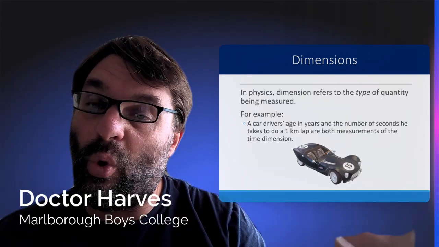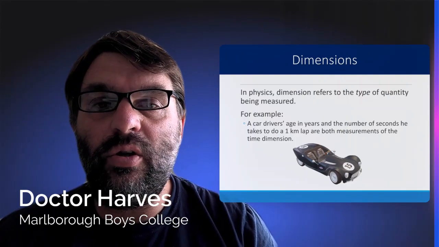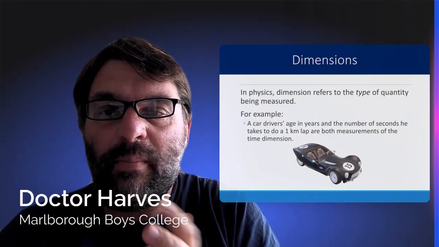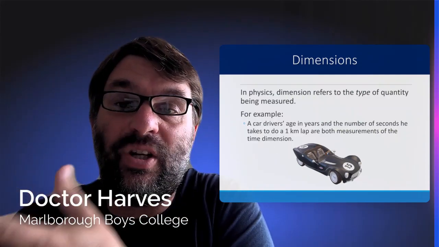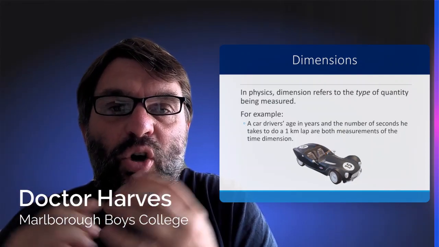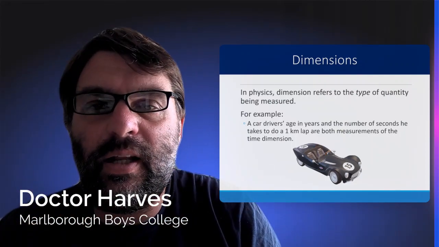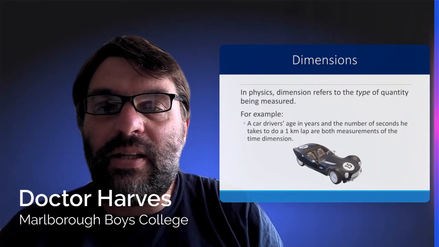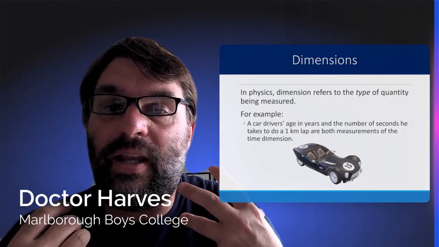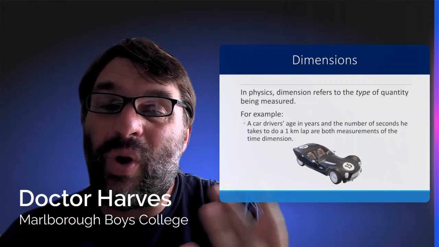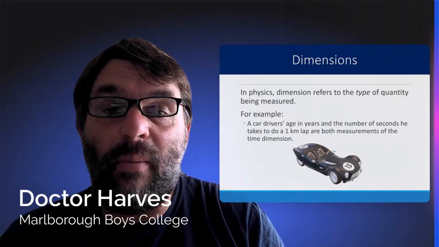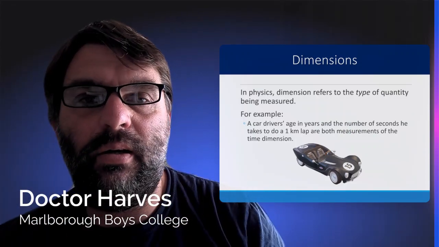So for example, force is measured in newtons, but the type of quantity is force. Time is measured in seconds, but the dimension is time. And mass would be a dimension, which of course is measured in kilograms. As an example, here we have the car driver's age. Is it recorded in years? But the time to do a 1 kilometer lap would be recorded in seconds, but the dimension would be the time dimension.